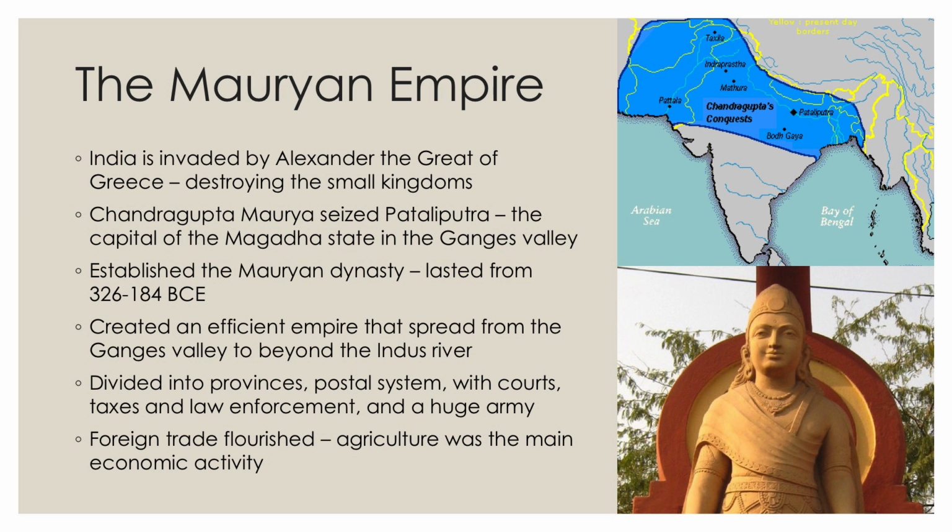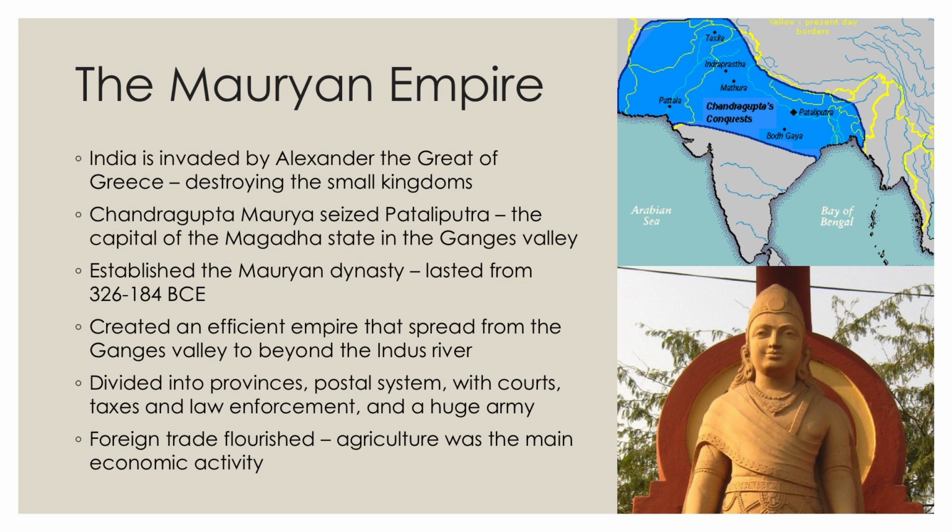One of these was Chandragupta Maurya. He was a soldier who seized control of the capital of Pataliputra in the Ganges Valley. After that, Maurya began to consolidate his control, and he established the Mauryan dynasty, which lasted from 326 to 184 BCE.